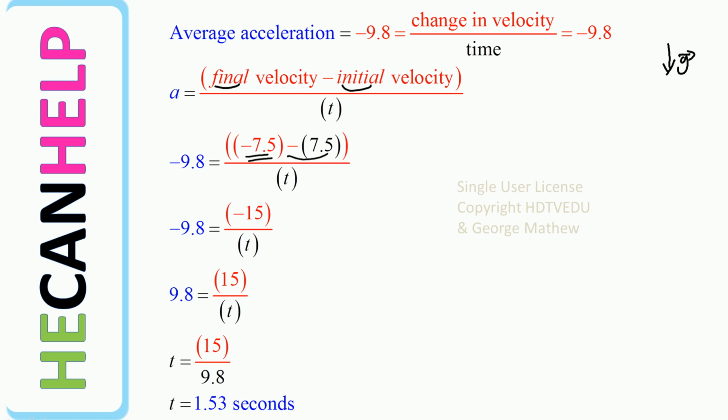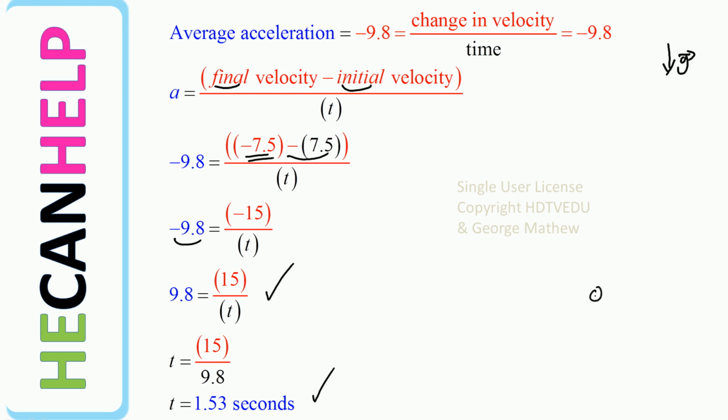Remember, it is final velocity minus initial velocity. So negative 7.5 minus 7.5. What is that? Negative 15. So you get negative 9.8 equals negative 15 over t. And you can cancel negative from both sides. And what do we get? 9.8 is equal to 15 divided by t. Solve for t, and what do we get? 15 divided by 9.8, and that is 1.53 seconds.